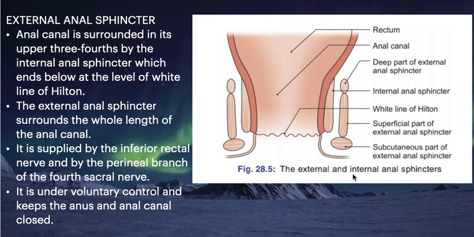It is supplied by the inferior rectal nerve and by the perineal branch of the fourth sacral nerve, and very important, it is under voluntary control and keeps the anus and the anal canal closed. So you can see this is the external anal sphincter. It has a superficial part, a deep part, and then a subcutaneous part, and this will be dealt with in detail when we do the anal canal.